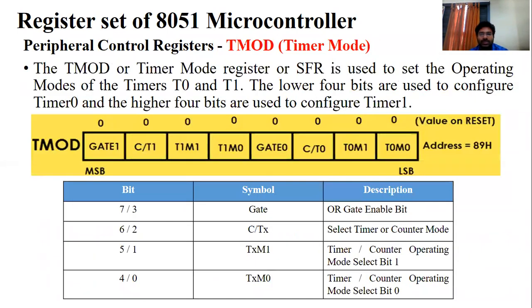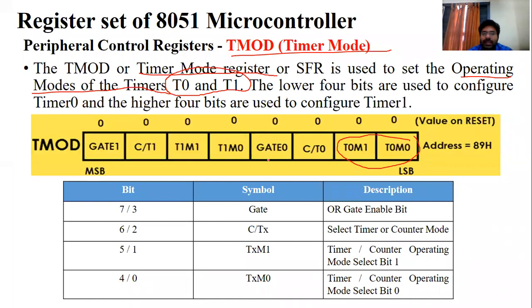The next one is the timer mode. This timer can operate in different modes of operation. In timer mode, the timer control will operate in different modes, so you can access or work with it in different modes. We use the timer mode register. The timer mode register is used to set the operating modes of timer 0 as well as timer 1.